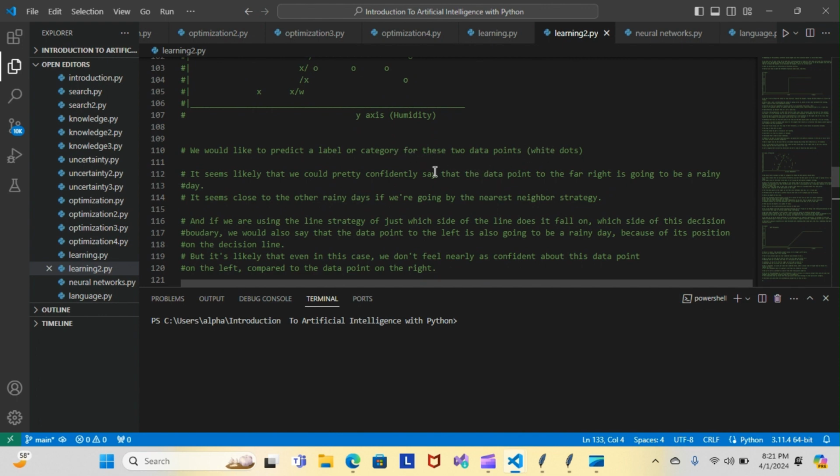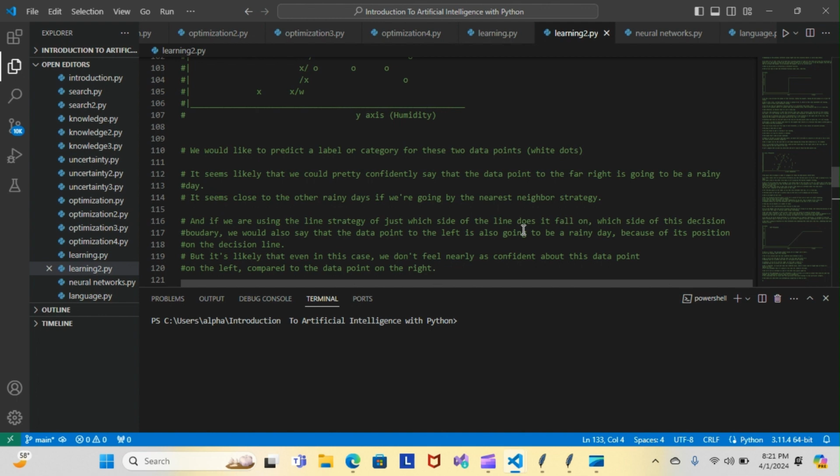It seems likely that we could pretty confidently say that the data point to the far right is going to be a rainy day. It seems close to the other rainy days if we're going by the nearest neighbor strategy. And if we're using the line strategy of just which side of the line, which side of the decision boundary, it falls on, we would also say that the data point to the left is also going to be a rainy day because of its position on the decision line.